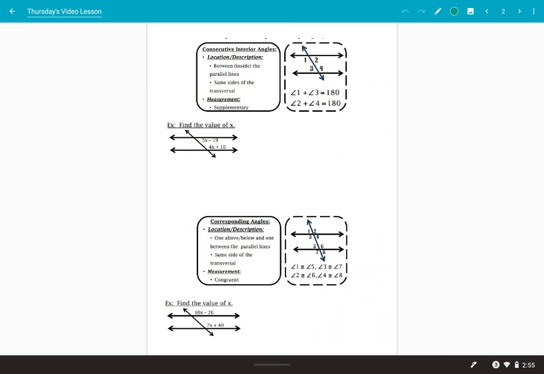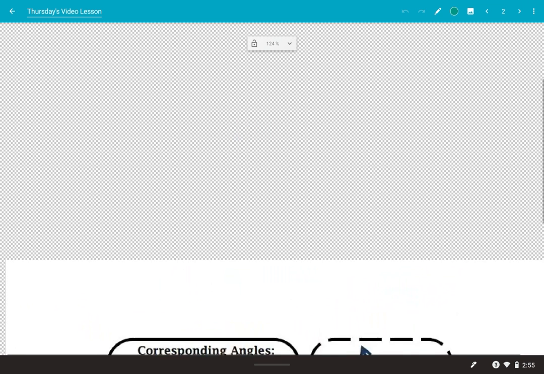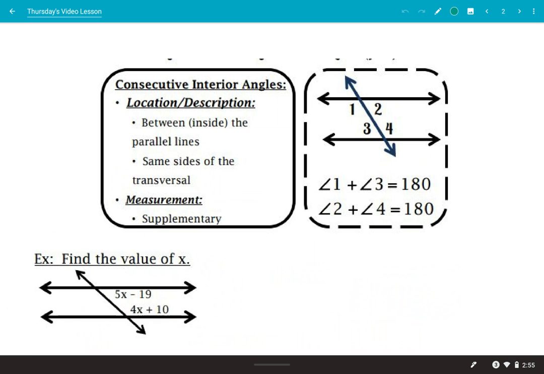All right, let's try two others. Okay, so here we have consecutive interior. We actually are calling these same side interior. And it will be the same as same side exterior, okay? A lot of different names for it, but this is what we are choosing to call it. So we look at our transversal, and we see we're talking about the same side. So we're talking about angle 1 and angle 3.